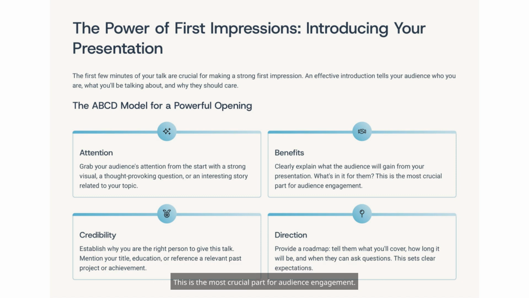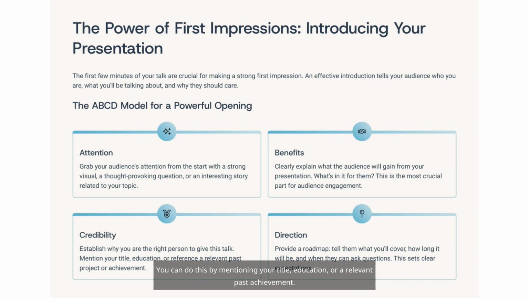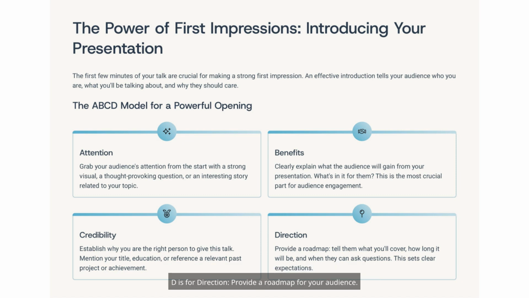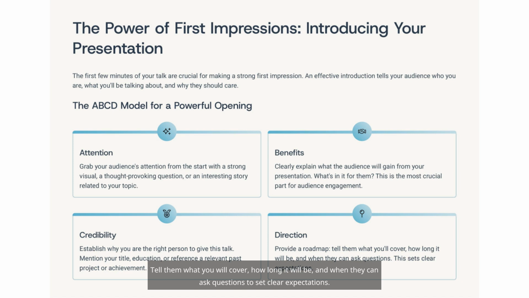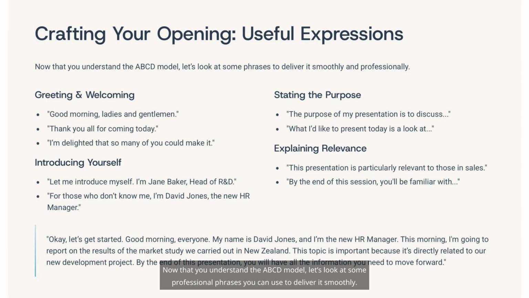C is for credibility. Establish why you are the right person to give this talk. You can do this by mentioning your title, education, or a relevant past achievement. D is for direction. Provide a roadmap for your audience. Tell them what you will cover, how long it will be, and when they can ask questions to set clear expectations.